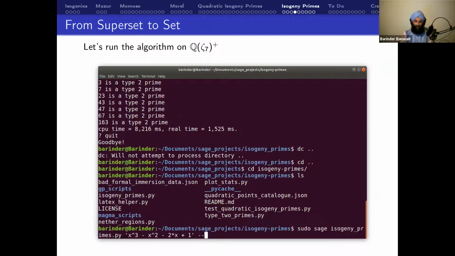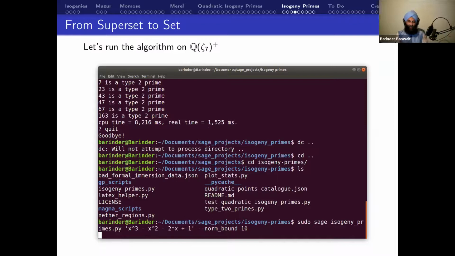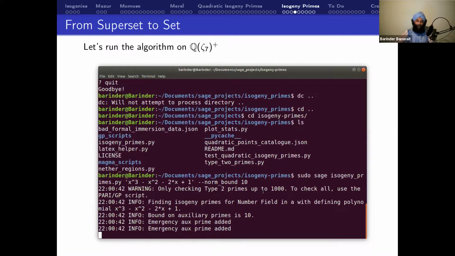And again, the prime count is now a norm bound, a bound on the norm of the prime ideal, the auxiliary prime ideals. The default is 50. Again, I'm running out of time, so I'm reducing that down to 10. If you don't have heavy stuff running, 50 should only take about 20 seconds. And let's not go into what the emergency primes here are.